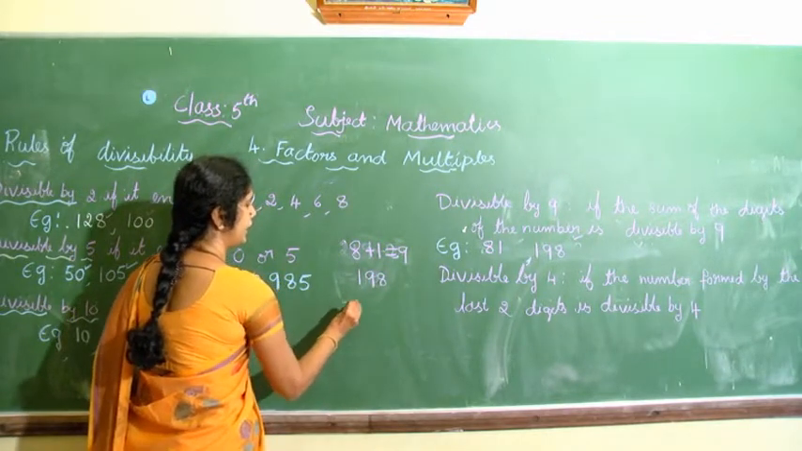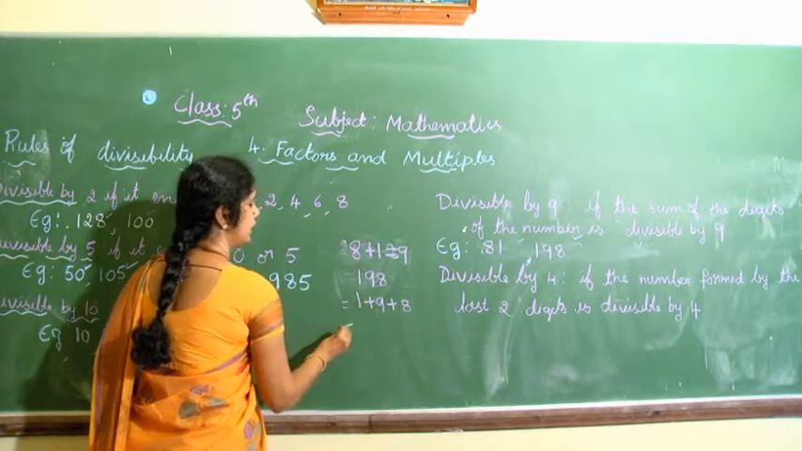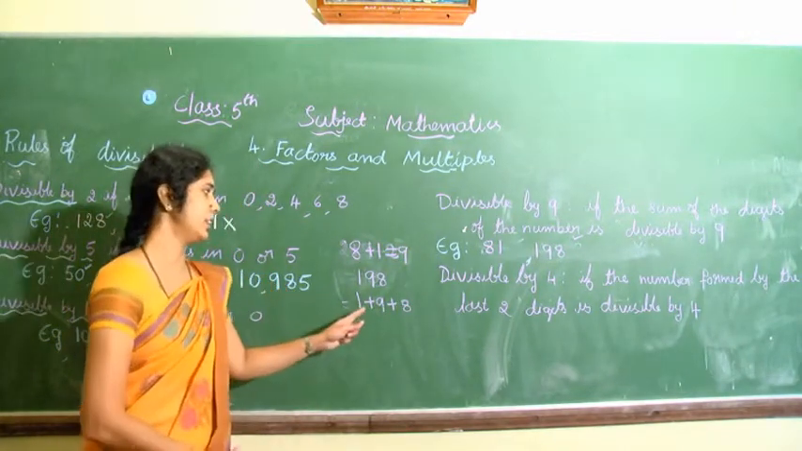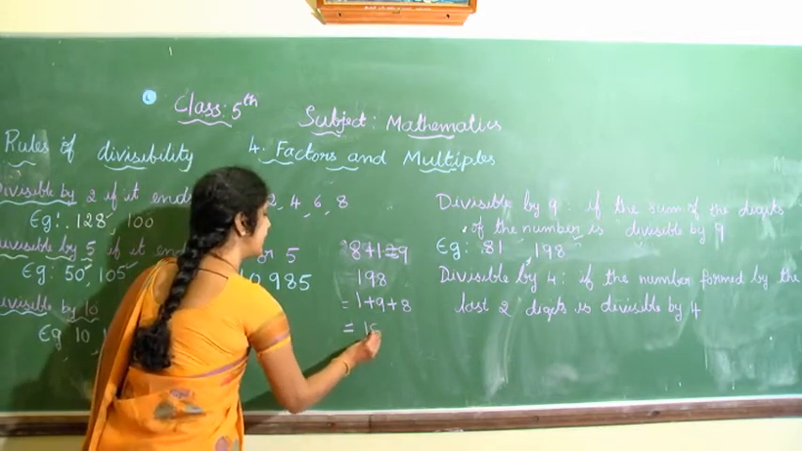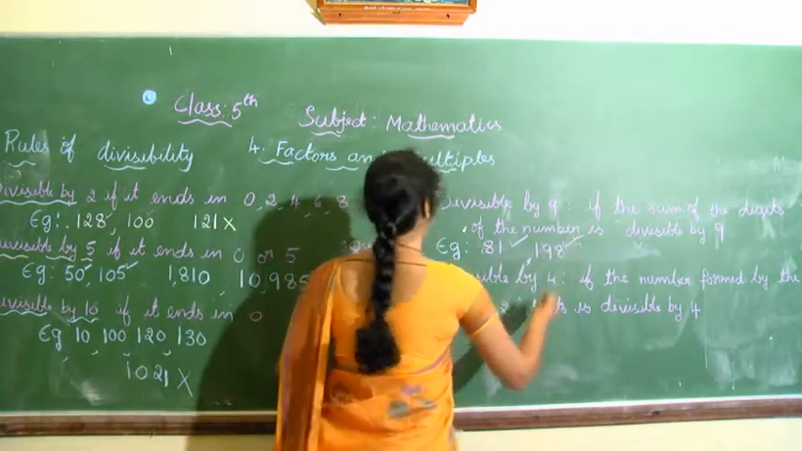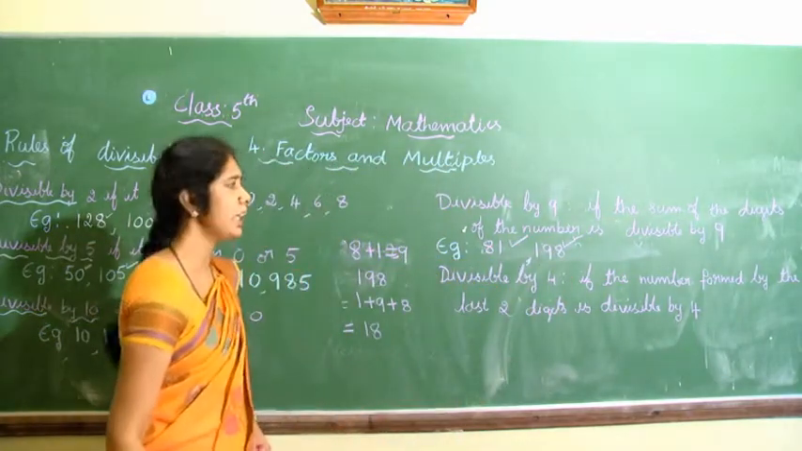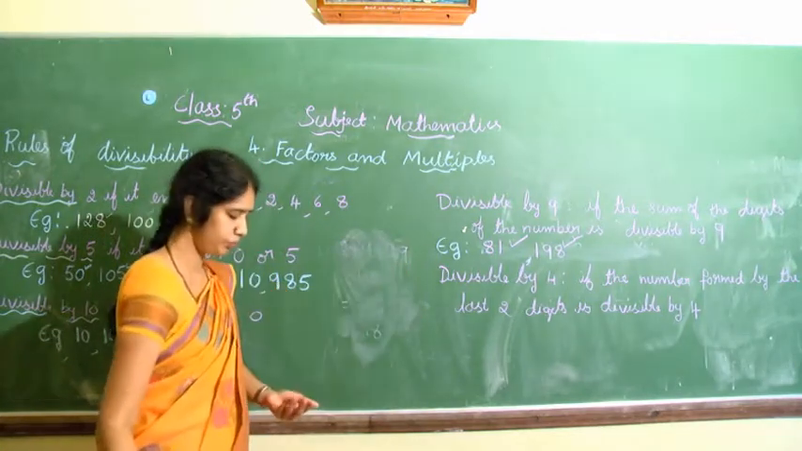198, I can write it as add the sum of all the digits. Add all the digits. Now 9 plus 1 is 10, 10 plus 8 is 18. Is divisible because 18 is divisible by 9.